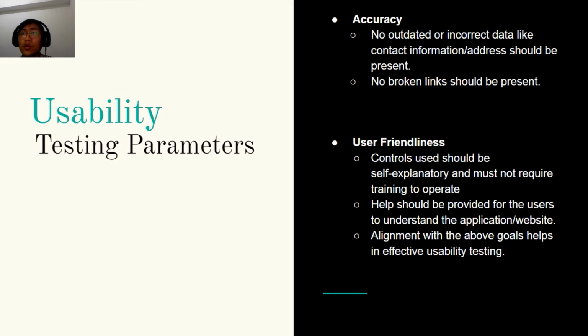So next is help. Help should be provided for the users to understand the application or the website itself. And then next is the alignment with the above goals helps in effective usability testing.